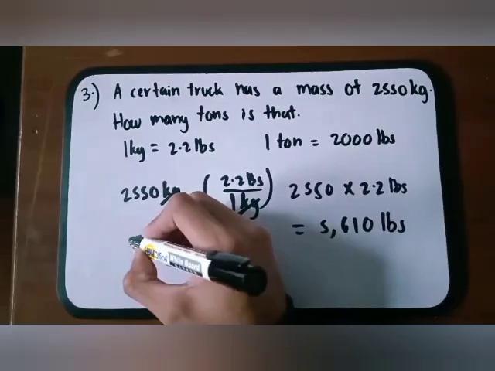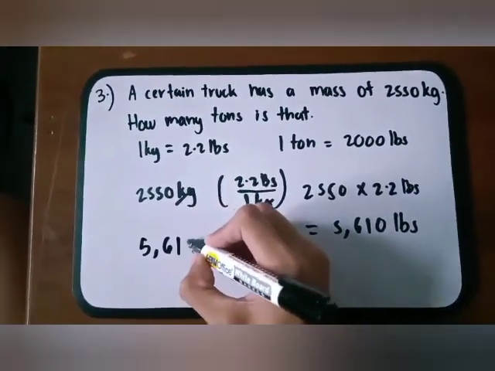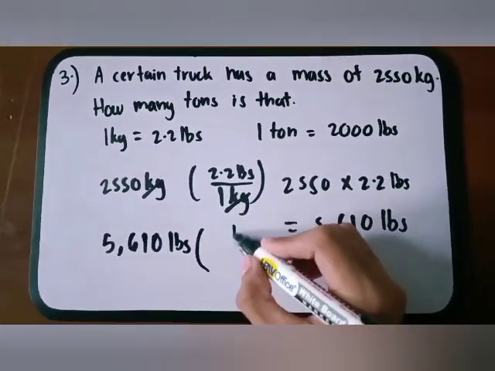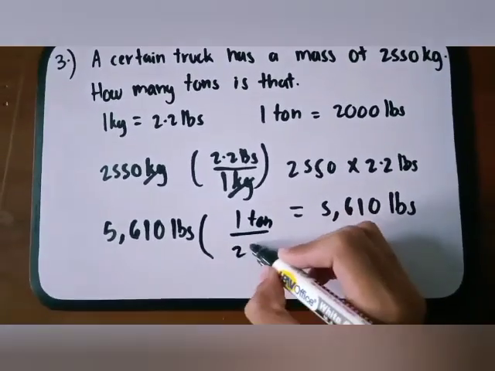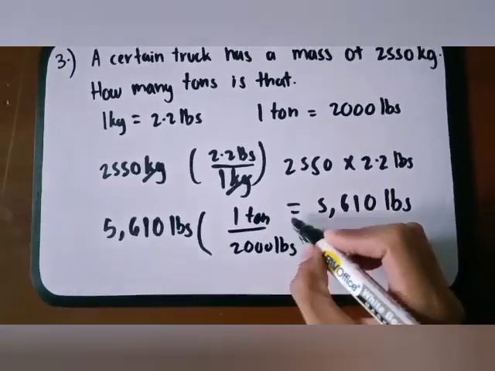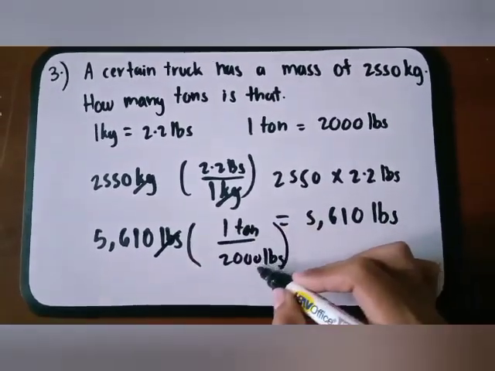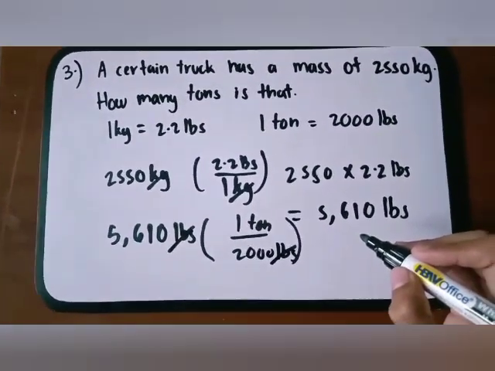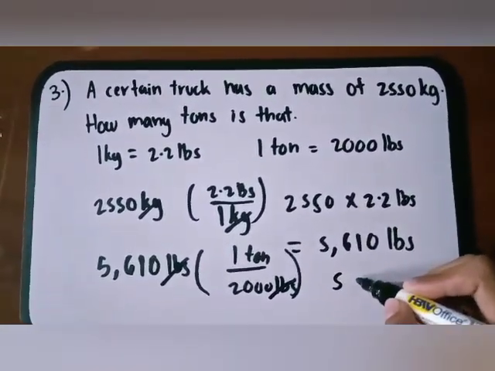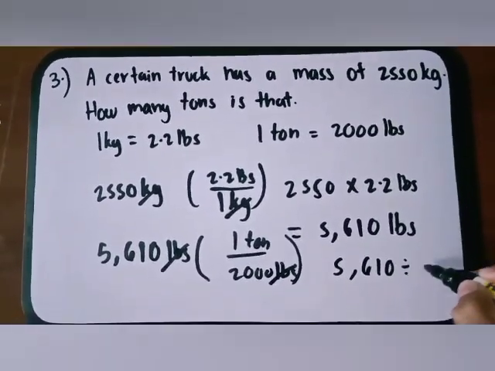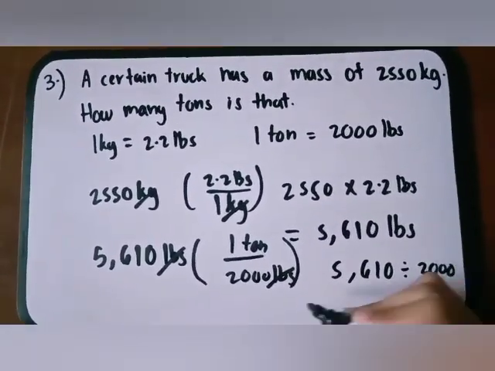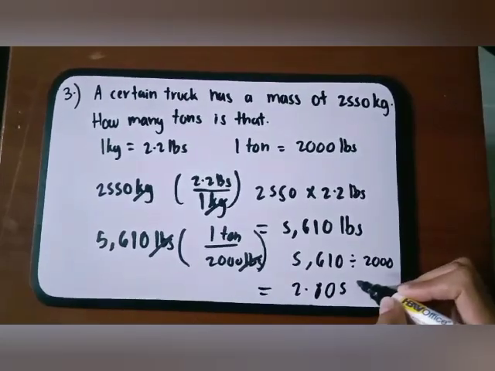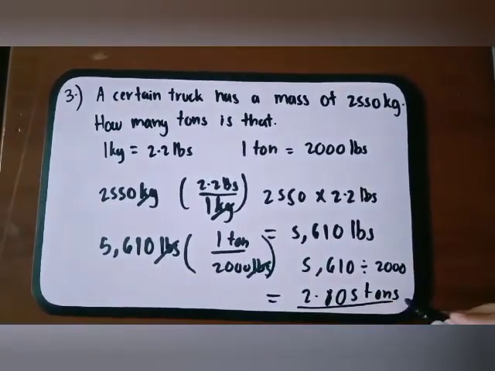We write down again the quantity that we get, 5,610 pounds, and then 1 ton over 2,000 pounds, and cancel pounds, and in this we are now able to divide 5,610 divided by 2,000, and we will get 2.805 tons. So this will be the final answer.